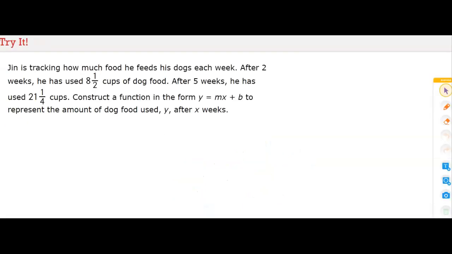Jin is tracking how much food he feeds his dog each week. After 2 weeks, he has used 8 1/2 cups of dog food. After 5 weeks, he has used 21 1/4 cups. Construct a function in the form y equals m times x plus b to represent the amount of dog food used, y, after x weeks.